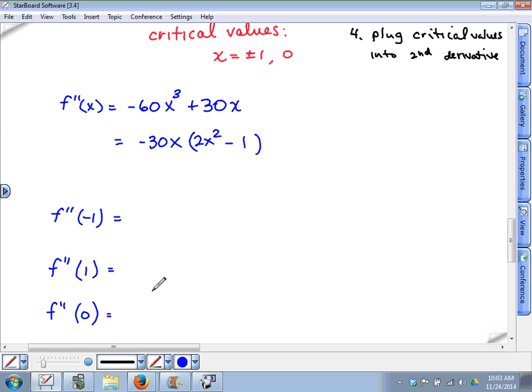f double prime of negative 1. 30. Just 30. Positive 30. Yep. That's what I got. Negative 1 cubed is negative 1 times negative 60 is positive 60. And then 60 minus 30. Oh, I know what I did. Alright? What about f double prime of positive 1?